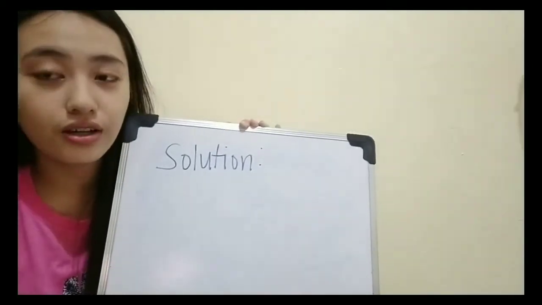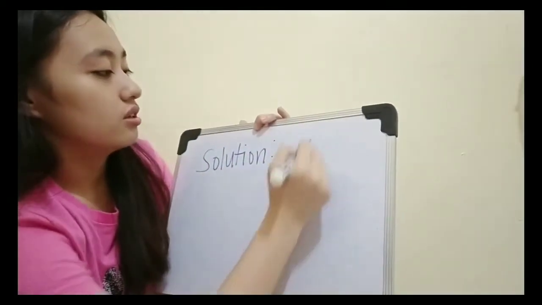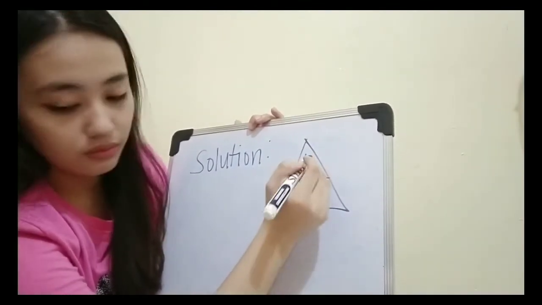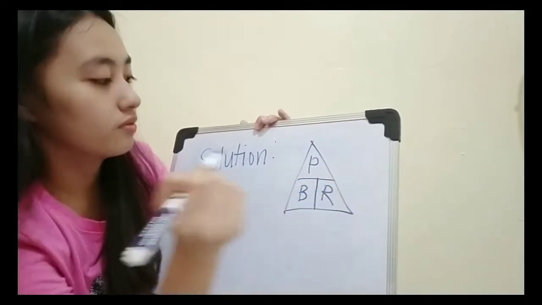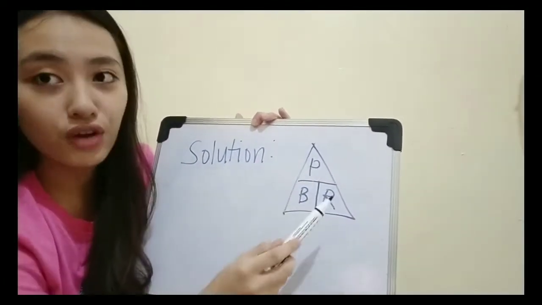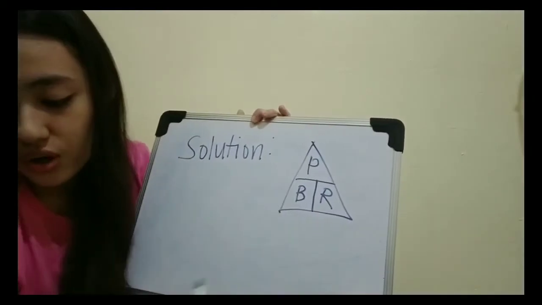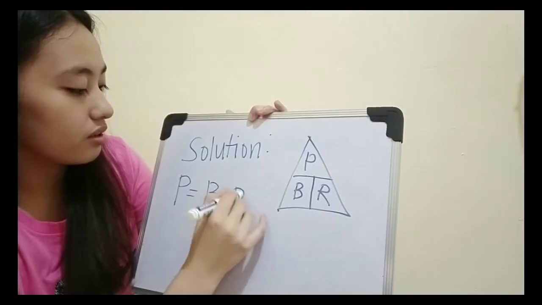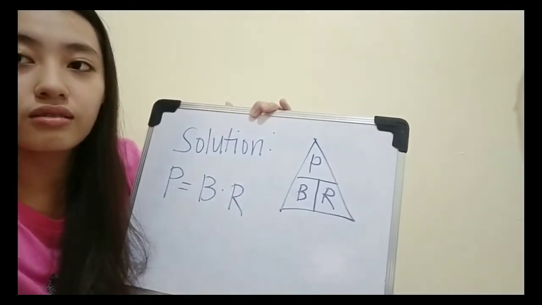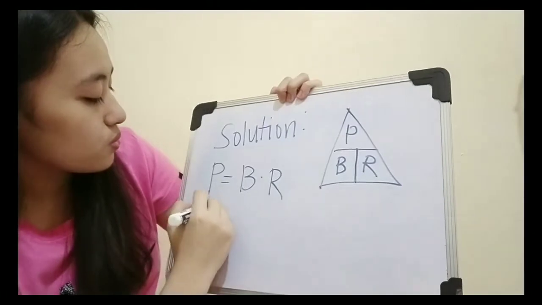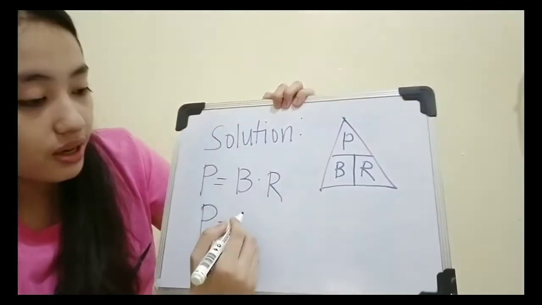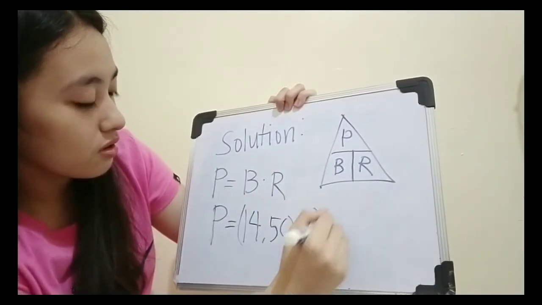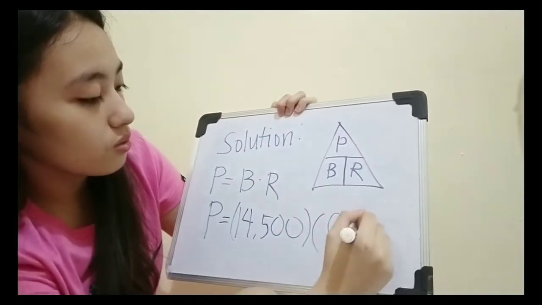The answer can be easily done using the triangle method, which is this. And this means percentage, base, and rate. So, from this figure, we can come up with the formula: percentage is equal to base times rate. So, in substituting the values, the base is equal to 14,500 times the rate, which is 0.47.